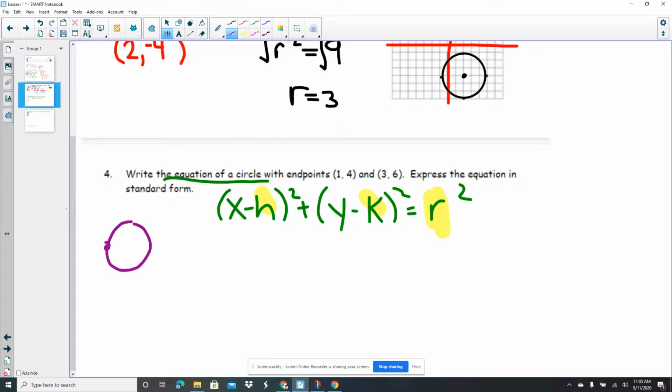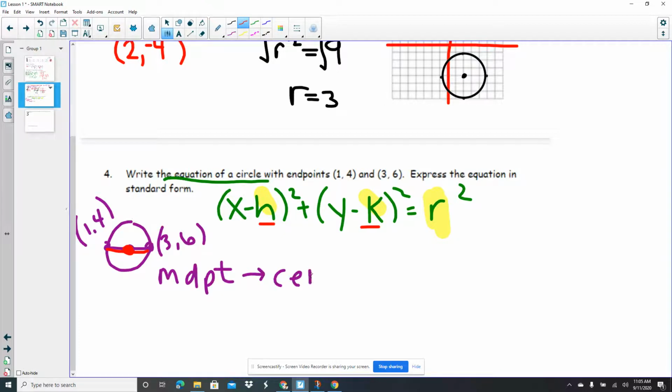We have endpoints (1, 4) and (3, 6). There's the diameter, passes through the center. How would I find the (h, k) given this information? If we take a look at this diameter, this is the middle point of that diameter, which is also our center. So when we need to find our center, we use the midpoint formula. I'm going to just jot that down for you. Use the midpoint formula to help us find our center, our (h, k).